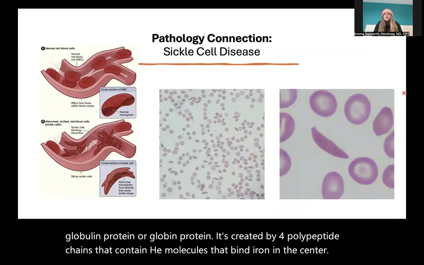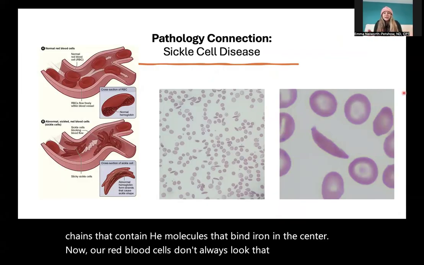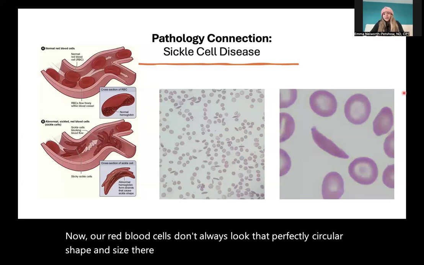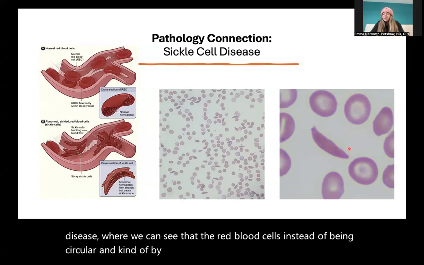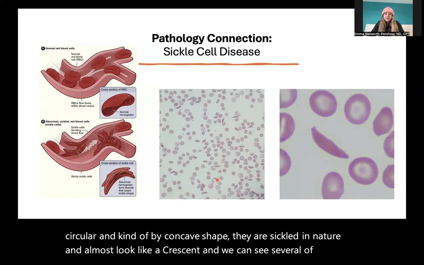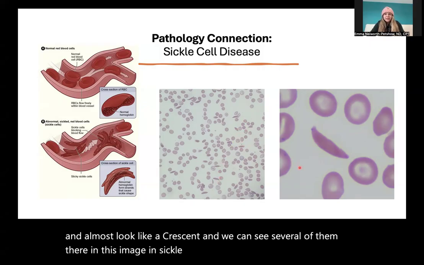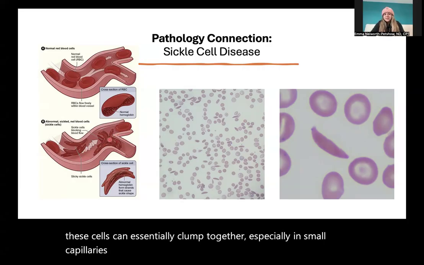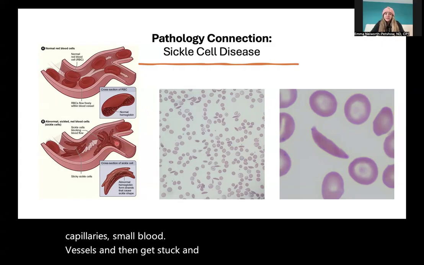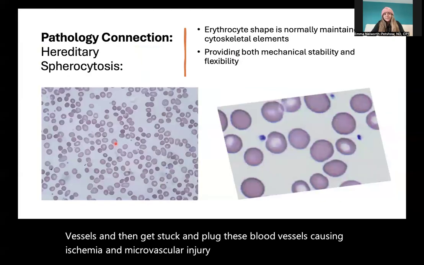Now, our red blood cells don't always look that perfectly circular shape and size. There are pathologies, one of note called sickle cell disease, where we can see that the red blood cells, instead of being circular and kind of biconcave shape, they are sickled in nature and almost look like a crescent. And we can see several of them there in this image. In sickle cell anemia, or even sickle cell disease, these cells can essentially clump together, especially in small capillaries, small blood vessels, and then get stuck and plug these blood vessels, causing ischemia and microvascular injury and damage.